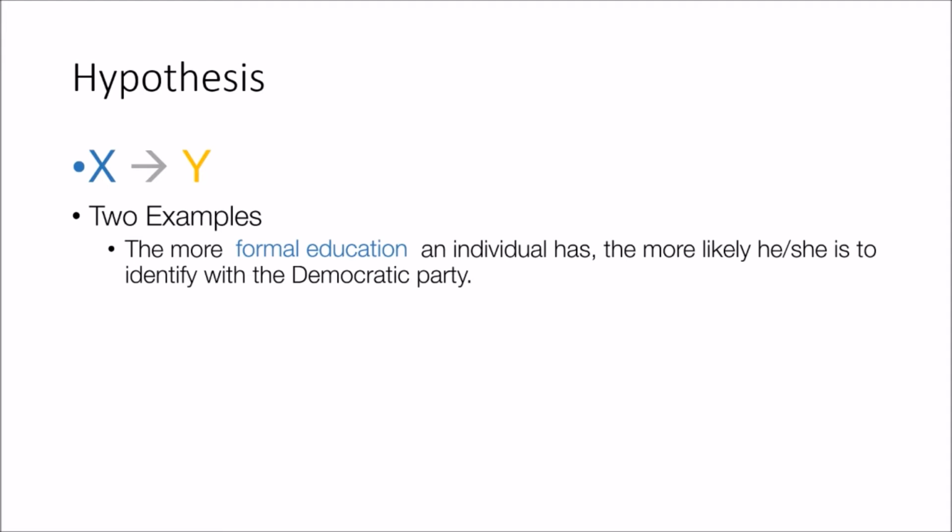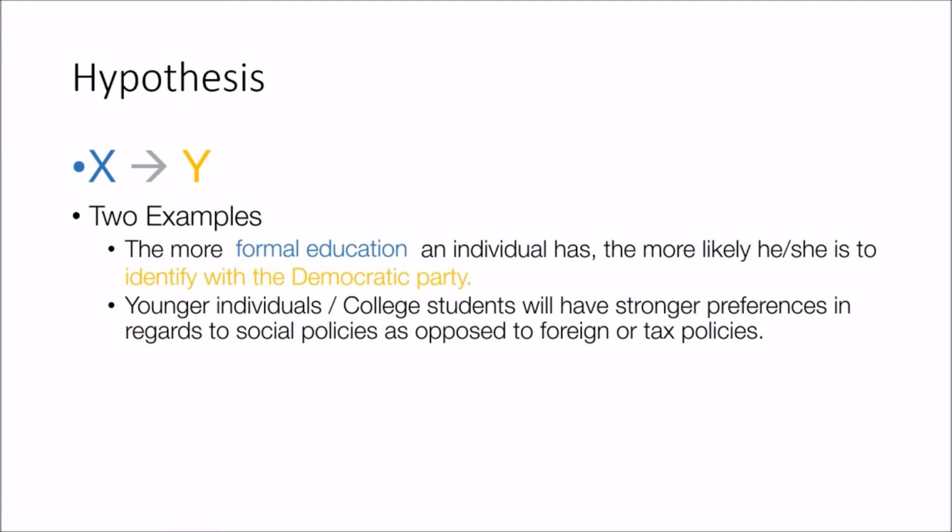Then our dependent variable is identification with the Democratic Party. So this is what we expect to change in the population. It's what we want to explain. So in this case, we want to know, why do people identify with the Democratic Party? Okay, one theory says that maybe it's formal education. More years of formal education means that you are more likely to identify as a Democrat. So that is our first example.